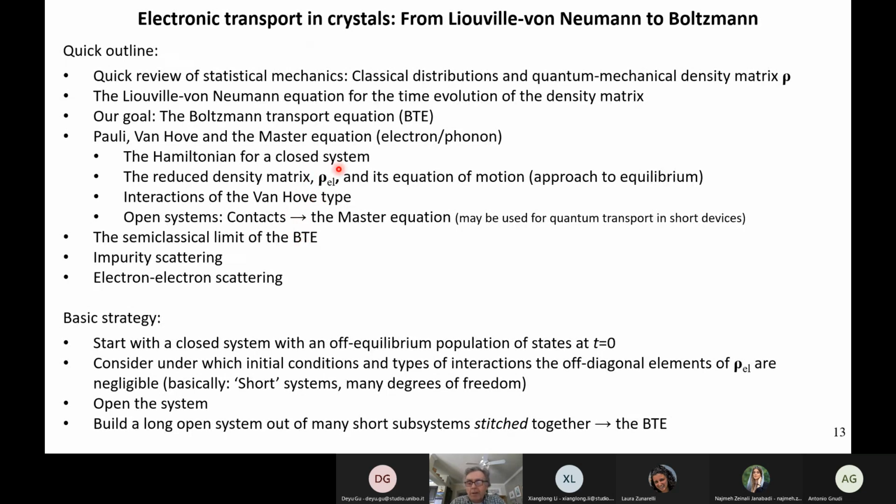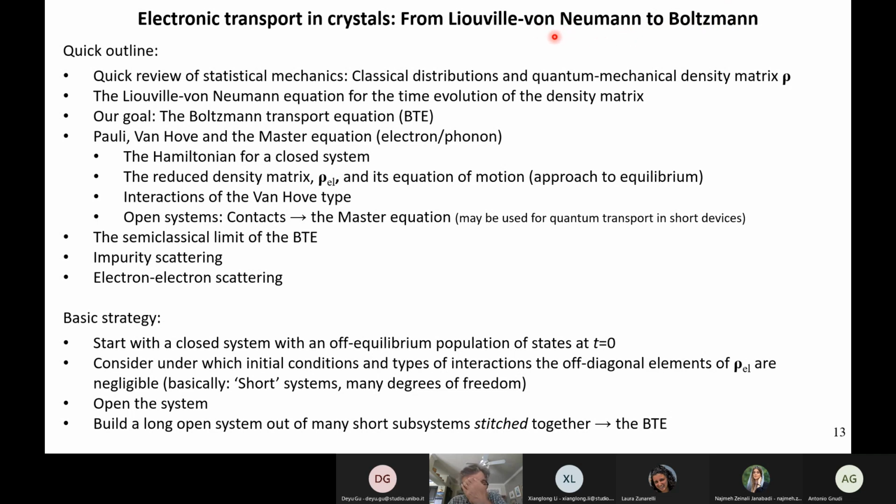This is going to be tough because it's a complicated issue. My main goal is to go from what's called the Liouville-von Neumann equation, which describes the dynamics of what is the equivalent of a distribution function in quantum mechanics, which is the density matrix. How the density matrix evolves in time according to quantum mechanics. And I want to go from here, we'll show what the equation looks like, to the semi-classical Boltzmann equation.